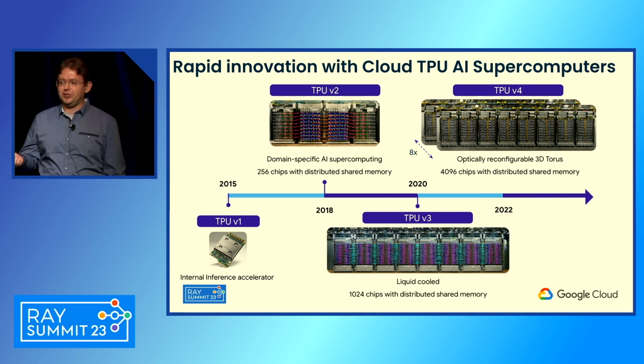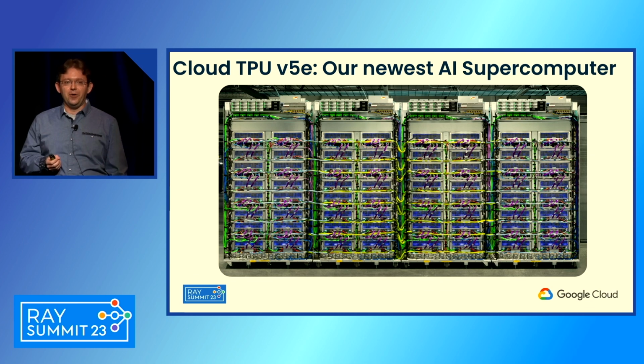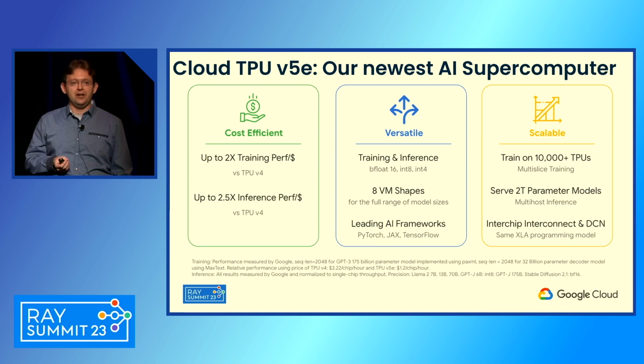So this brings us to today. Just two weeks ago, at Google Cloud Next, we introduced the Cloud TPU v5e, our newest and greatest AI supercomputer. What makes Cloud TPU v5e so great? In his brilliant keynote this morning, Robert talked about the importance of cost efficiency and scale. And that is exactly what the Cloud TPU v5e was designed to do.